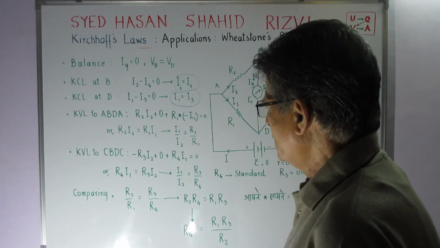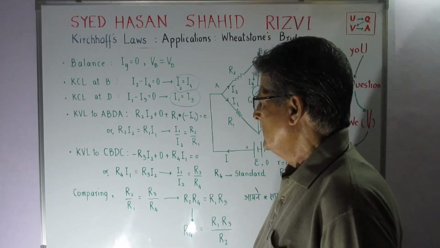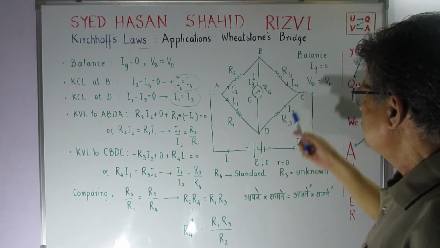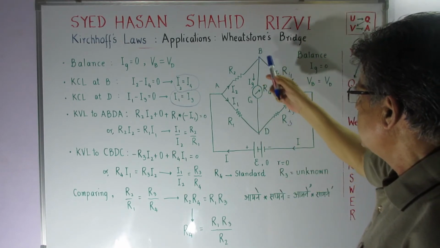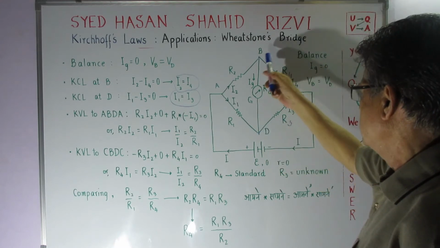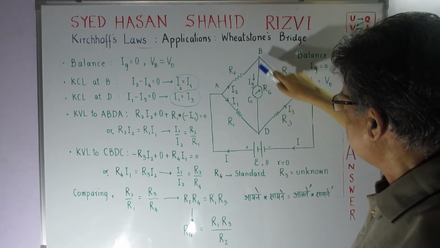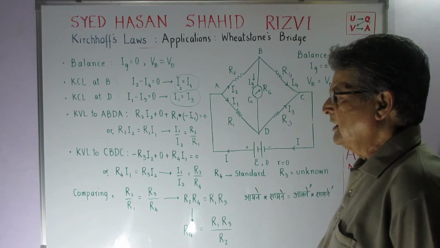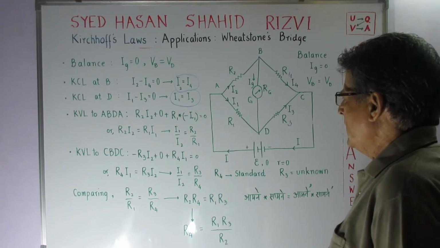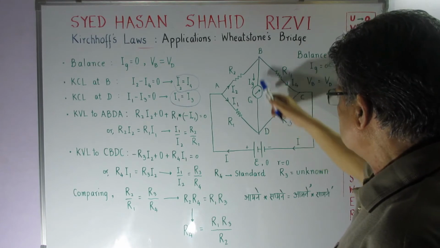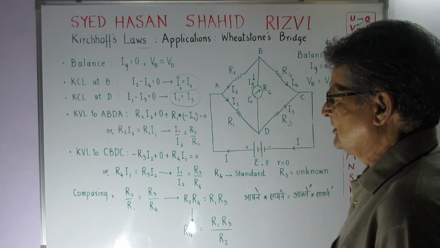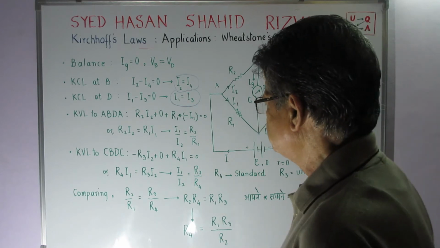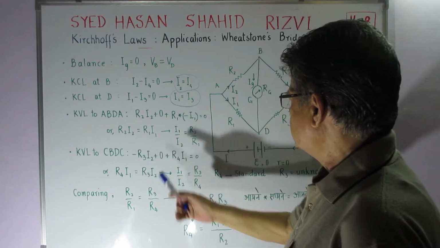Okay. So now similarly, if I apply C, B, D, C, this is anti-clockwise. The first one was clockwise. Doesn't matter which way we go. We can have any choice. Okay, you could take like this also. Same result will be obtained. So you have the freedom. So minus R3 I2.